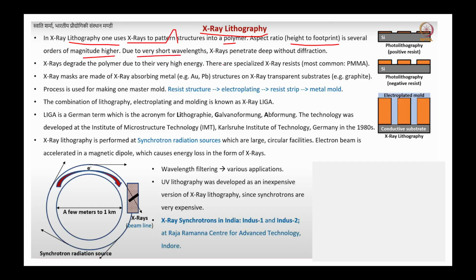X-rays penetrate deep without diffraction. Since we are using X-rays, which have a very short wavelength, meaning high energy, they will penetrate your film very deeply without any diffraction. X-rays degrade the polymer due to their very high energy. Since it has high energy and short wavelength, when it strikes your sample it starts degrading your polymer.